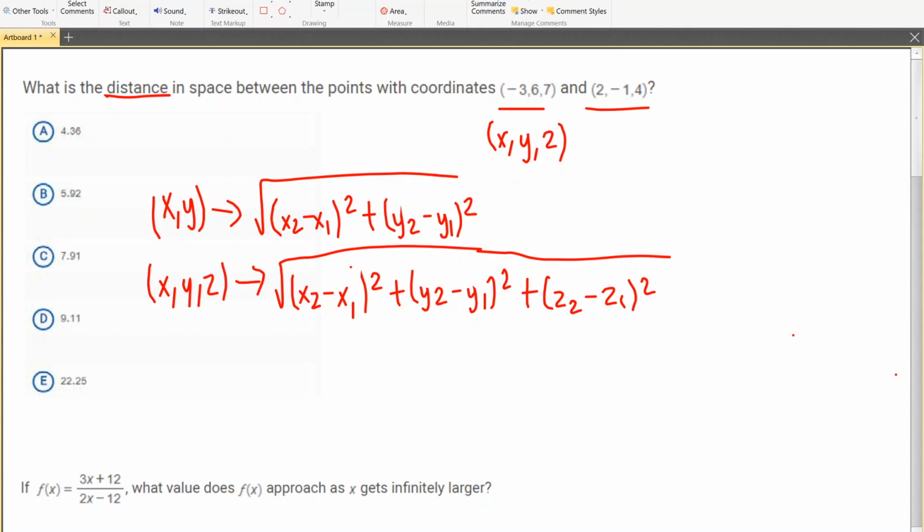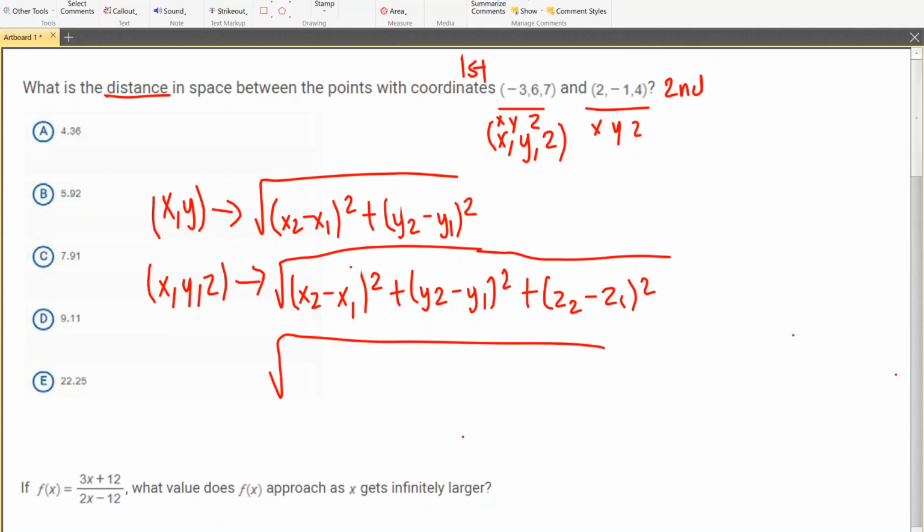So now this will be our second coordinate and this will be our first coordinate, just because I like to go in the order that they present us, just so I don't get confused. So x will be represented by this number. So let me just rewrite that: x, y, z, x, y, and z. So now you just basically plug in the numbers. So x2 would be this one.